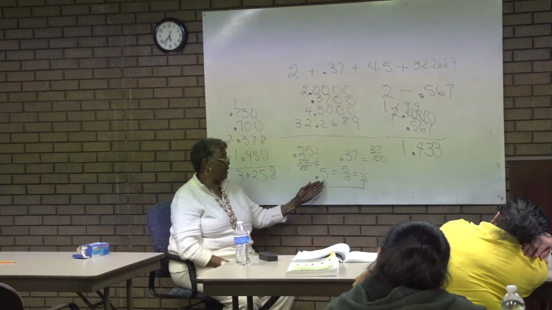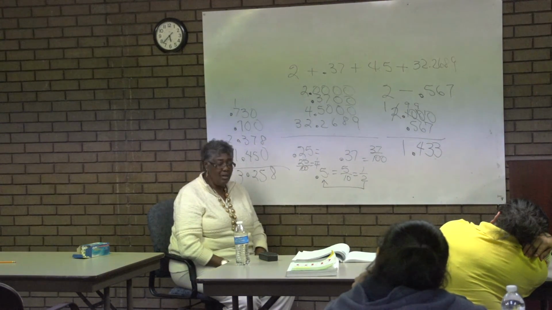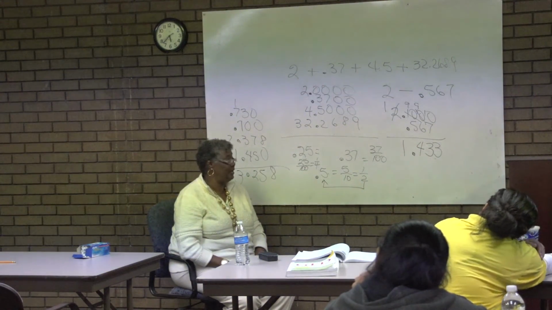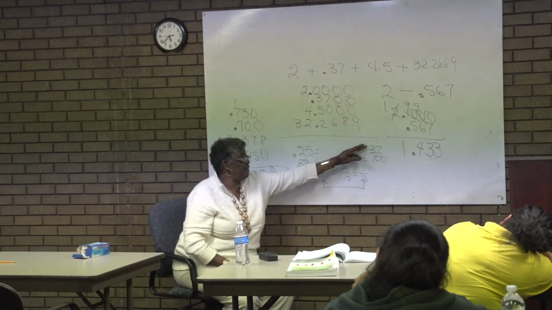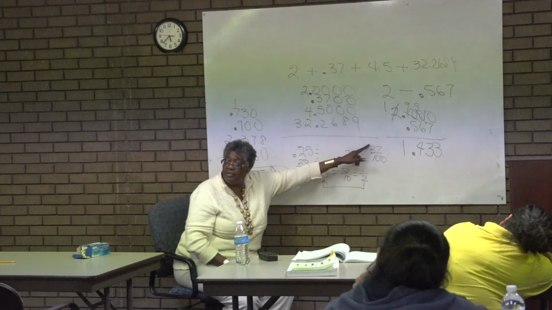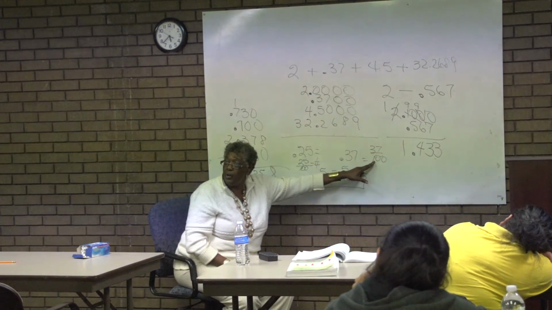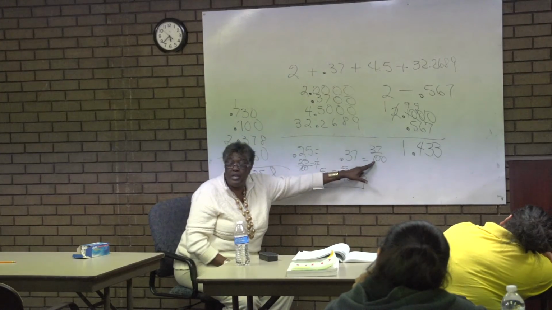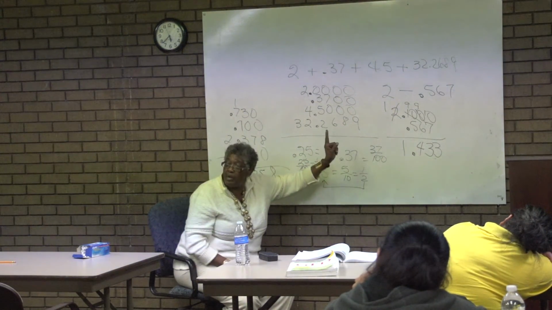That's why you can call this 50 cents or half a dollar. It's no different. This 37 cents is 37 hundredths. It's 37 of the things that it takes 100 of to make a whole, right? When you have 37 pennies, you have 37 of what it takes 100 pennies to make one whole dollar.